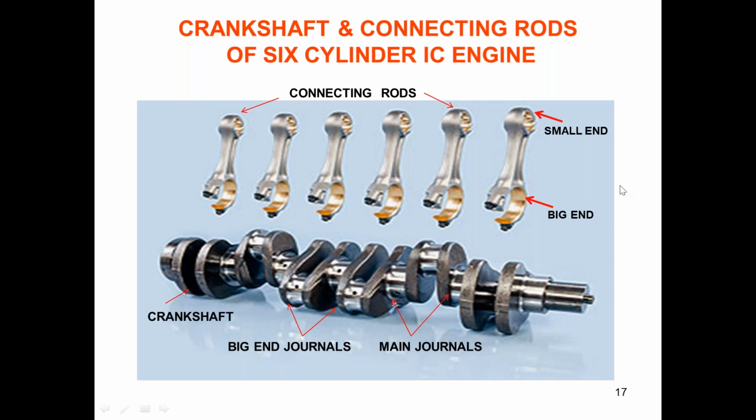Crankshaft and connecting rods of a 6-cylinder engine. Here you see the 6 connecting rods, and here is the crankshaft. Now the connecting rod: this upper side is the small end of the connecting rod, and the lower side is the big end. In the crankshaft, you will see these projecting parts are the big end journals, where the big end of the connecting rod is fitted. In the central position, you see the main journals which take the load of the crankshaft. This is how the construction of the crankshaft is.